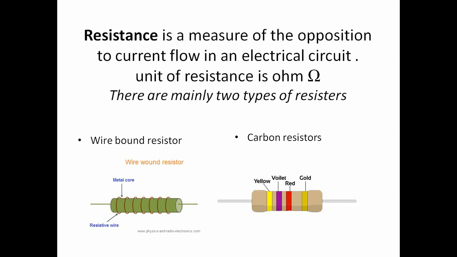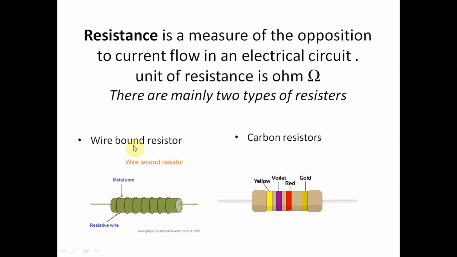Now in daily life we use different types of resistors. For example, in our homes we use resistors for heating water. But if we explain the types of resistors, there are mainly two types. First one is wire bound resistor and second is carbon resistor. The main characteristic of a carbon resistor is that it consists of color bands and it is cylindrical in shape.